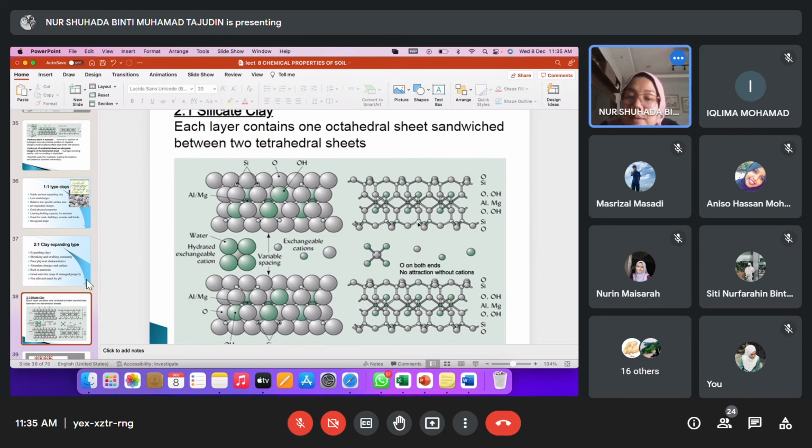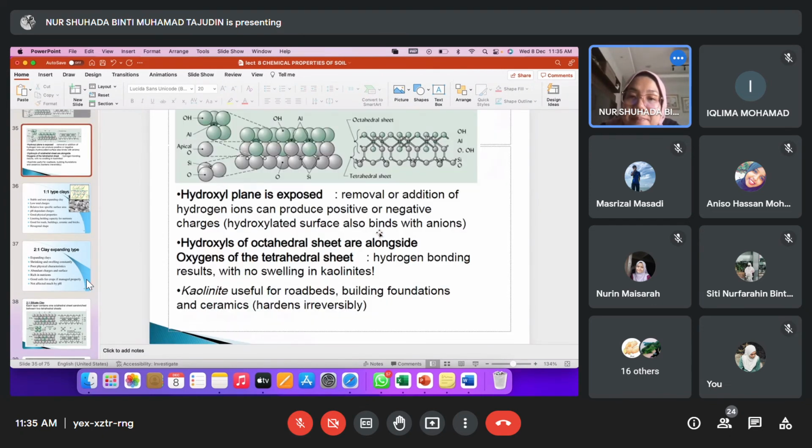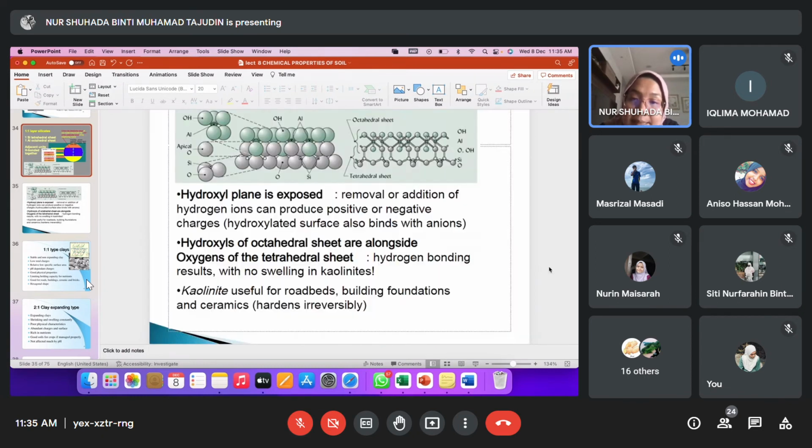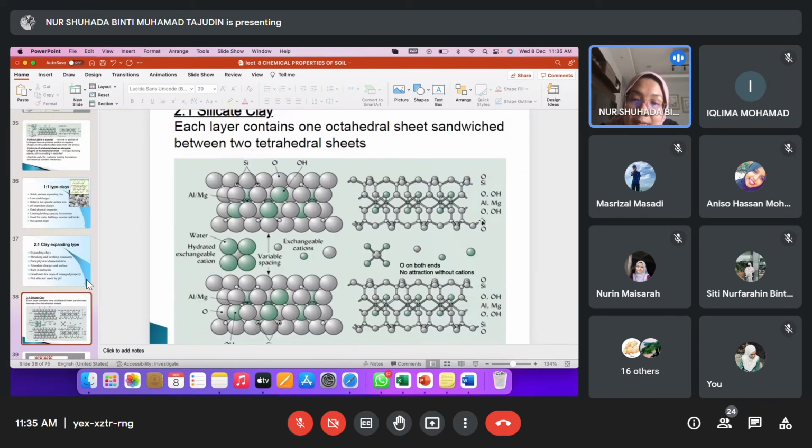So what makes this different from the 1-to-1? If you see here, in 1-to-1 the octahedral layers meet the tetrahedrals. But in this case, 2-to-1 types of clay, the edge of this is O negative and the edge of this is tetra. Meaning the layers, this is one layer, this is the second layer. So oxygen will meet oxygen. Just now it is different: hydroxyl OH meets O. That's why it has hydrogen bonding.